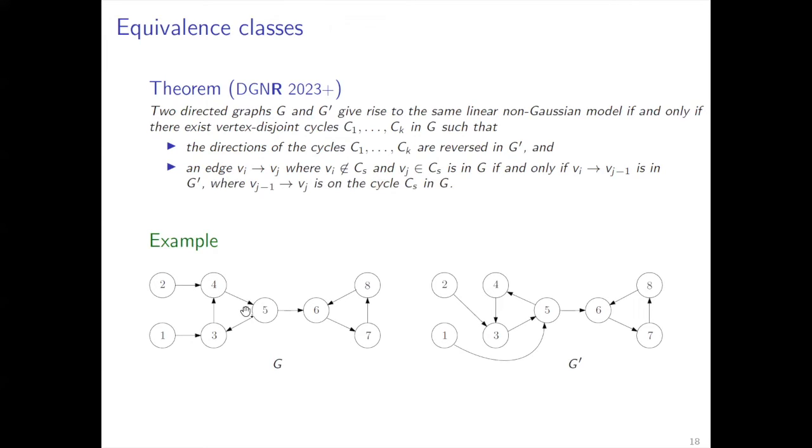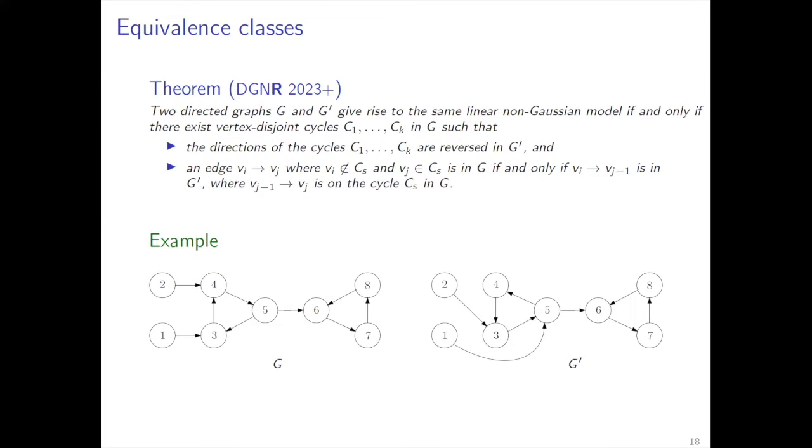And they have to be disjoint: you have vertex disjoint cycles. Let's say here I have 3, 4, 5. I'm going to reverse it to be 4, 3, 5, and I have to change something. If I have a vertex that was pointing to 4 before, it has to point now to the parent of 4, so now 2 points to 3 instead. So I reverse the cycle, and every time you have an edge v_i to v_j, where v_j was in the cycle, I have to make v_i point to v_{j-1}, the parent of v_j in the cycle.